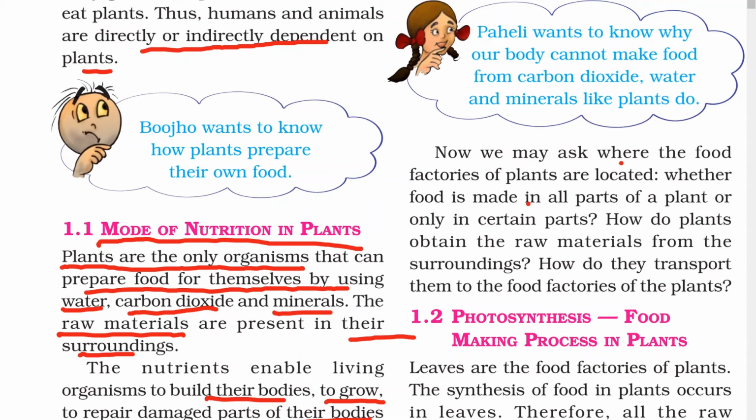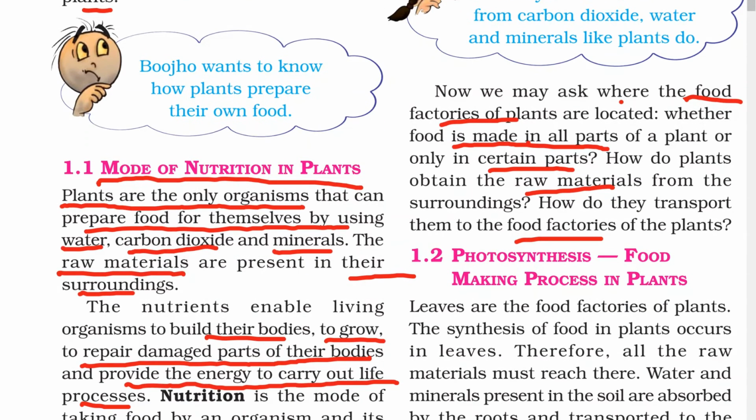Now you must be thinking, how do these plants prepare their own food? Where will be the food factories of plants? Do they prepare their food in all parts of plants or in only certain parts? Or how do they get their raw materials in their surroundings? And how do they transport the food that is prepared? So we will get answers for all these questions in the same chapter. Before that, I would like to explain to you about cells.